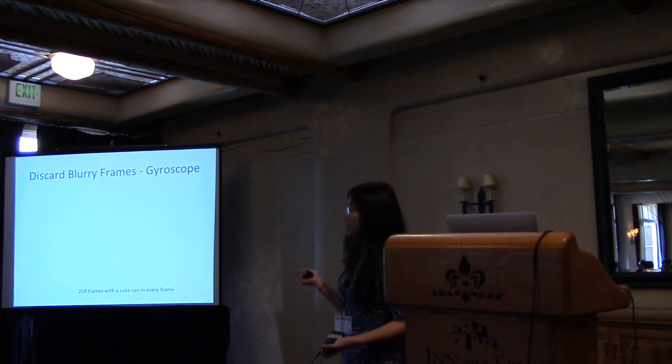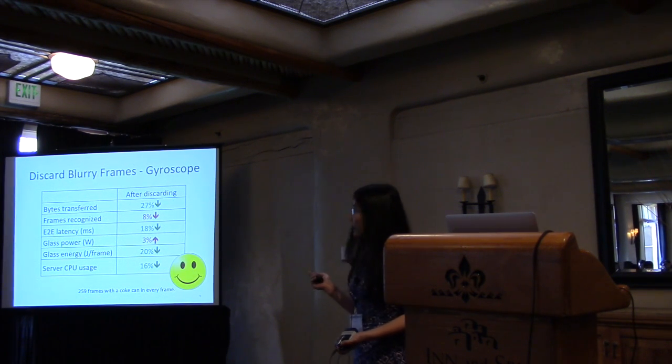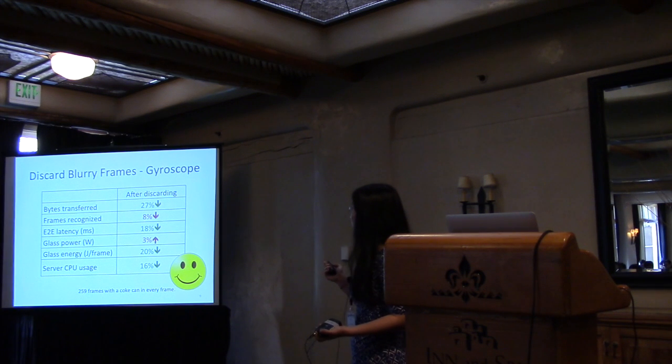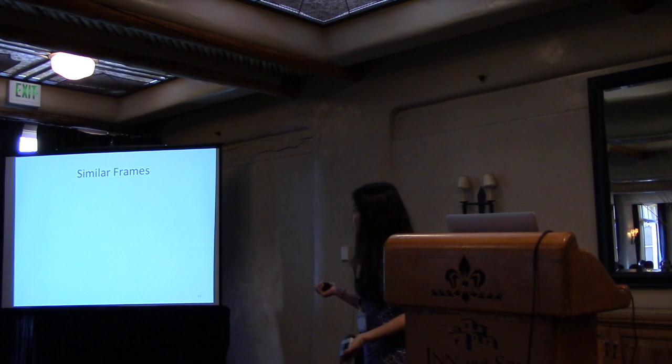And what about the blur detector using gyroscope? We see very similar benefits, like 27% fewer bytes transferred, 18% shorter latency, 20% less energy, and 16% less server CPU usage. And the accuracy loss is only 8%. So these two tables show that discarding blurry frames gives us the resource savings we want, while the accuracy loss is pretty small. Now let's look at the second example, similar frames.